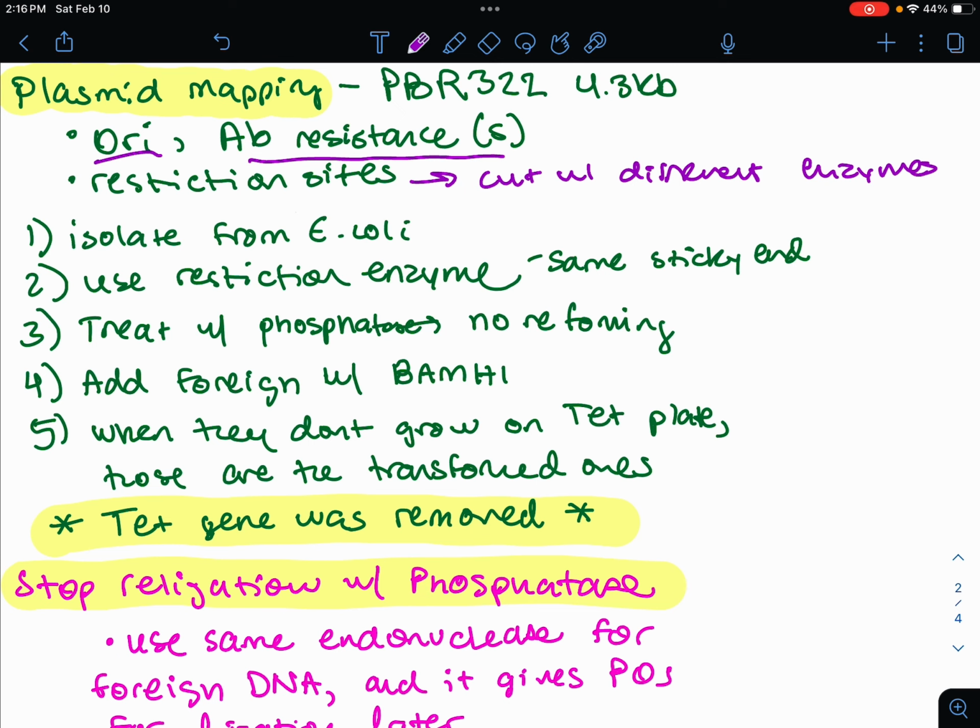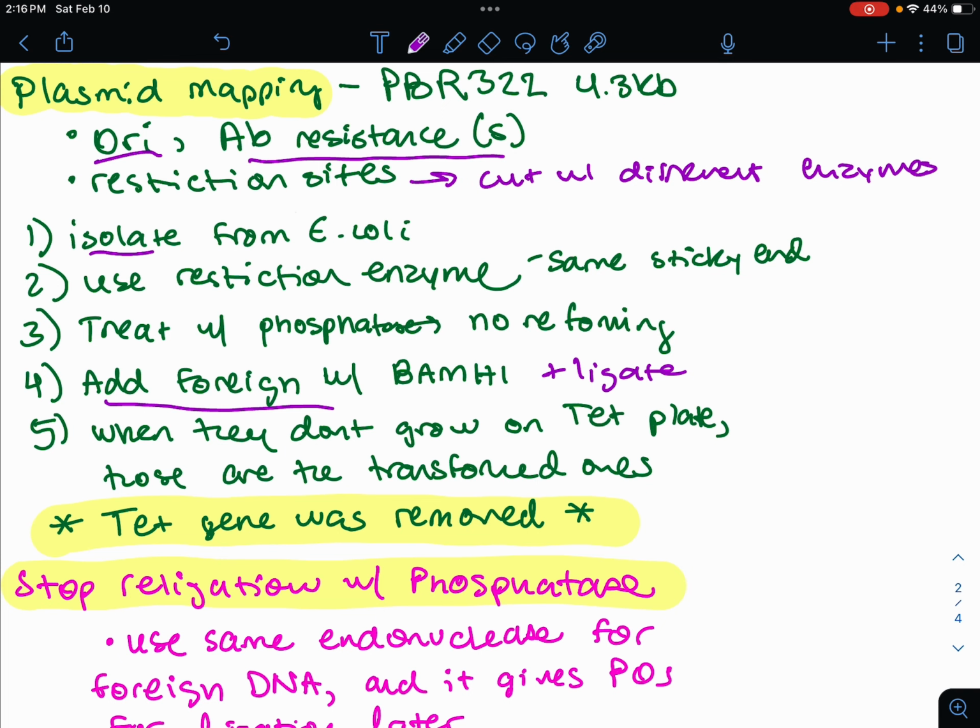Okay, so first, the plasmid will be isolated from E. coli. Then you're going to cut with the restriction enzyme to create some sticky ends. Then you're going to treat with phosphatase. You don't want reforming of this plasmid that you've cut. Then you're going to add the foreign DNA cut with a restriction enzyme, so BamHI is a restriction enzyme. You're going to also ligate here. Going to ligate these foreign DNA sequences into the plasmid.